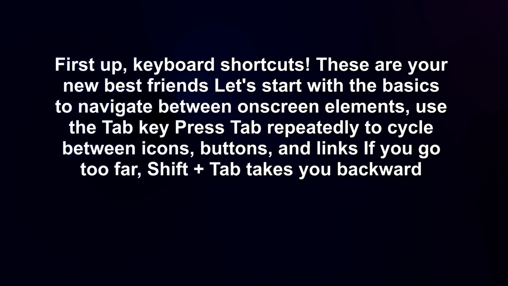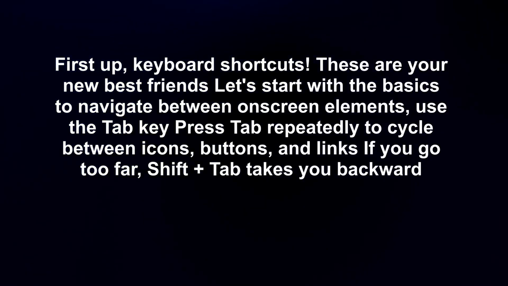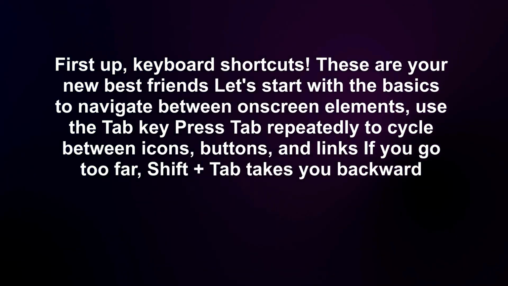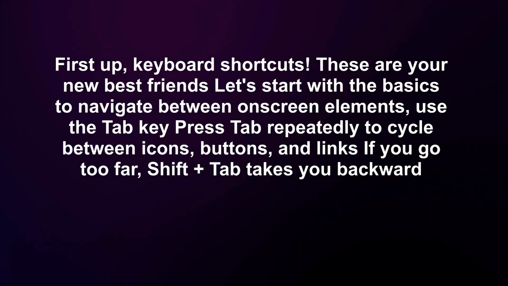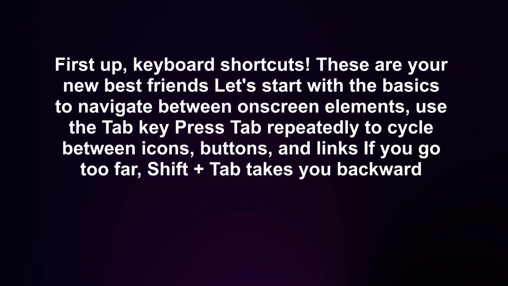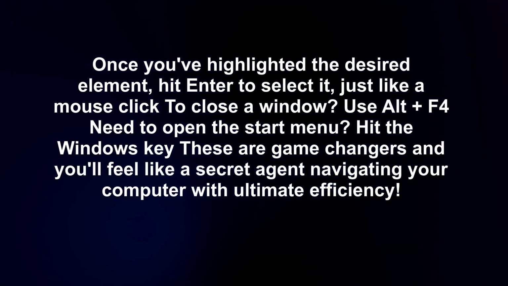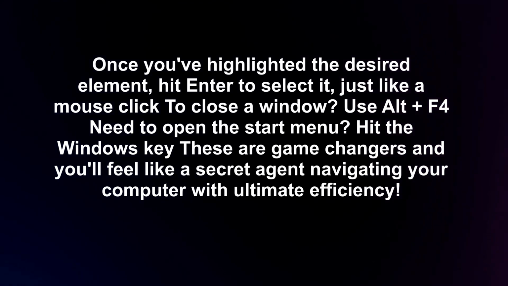Let's start with the basics to navigate between on-screen elements. Use the Tab key. Press Tab repeatedly to cycle between icons, buttons, and links. If you go too far, Shift plus Tab takes you backward. Once you've highlighted the desired element, hit Enter to select it. Just like a mouse click.